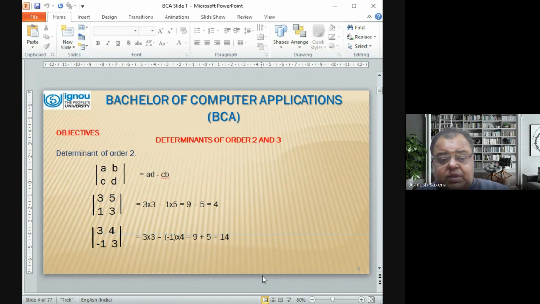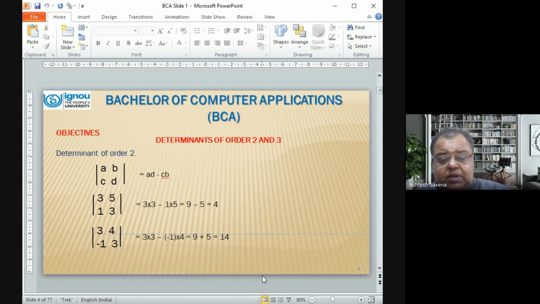Now, you can see there are different methods for performing this calculation. Suppose we have a determinant of order 2, which means 2 by 2. We have to calculate its value. It is simply A into D minus B into C, or C into B. That doesn't make any difference.